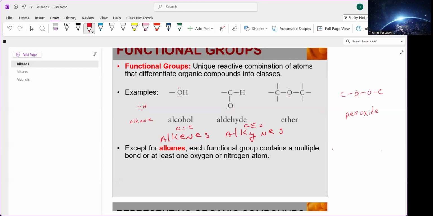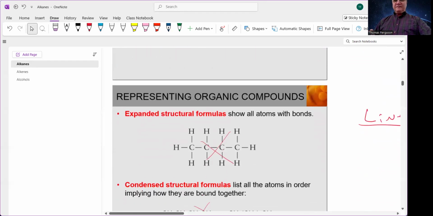But anyway, the functional group is what determines the functionality of the molecule. Does it act as a base? Does it act like an acid? Does it act like an oxidative peroxide? What does it do? The functional group will determine that. And every group has a different functional group.